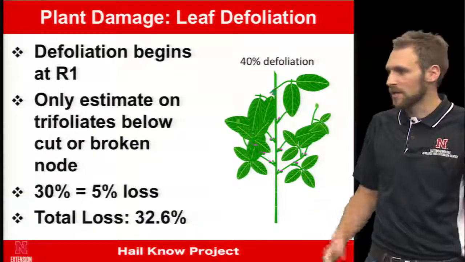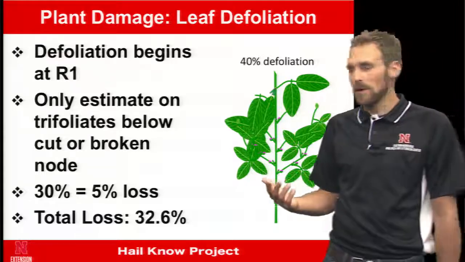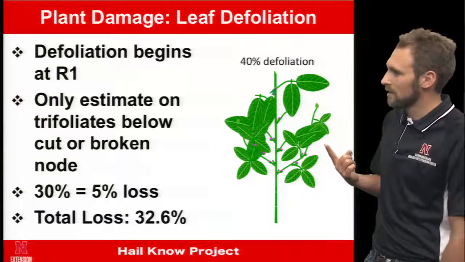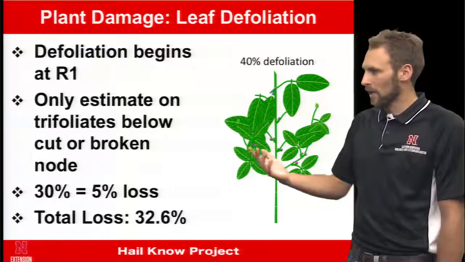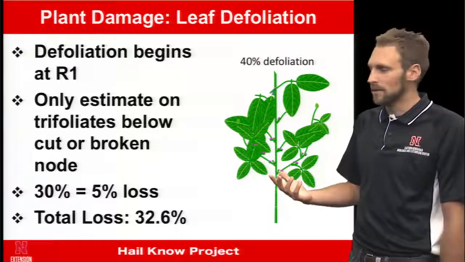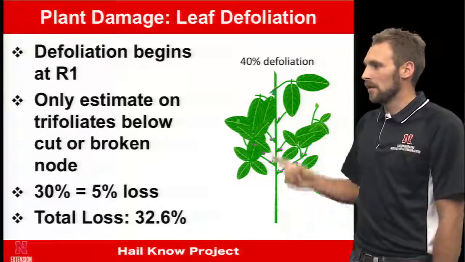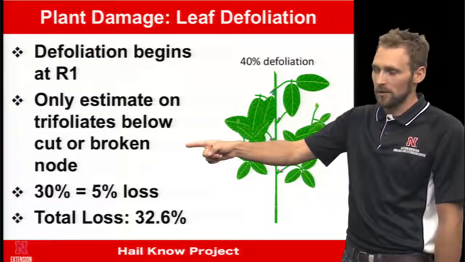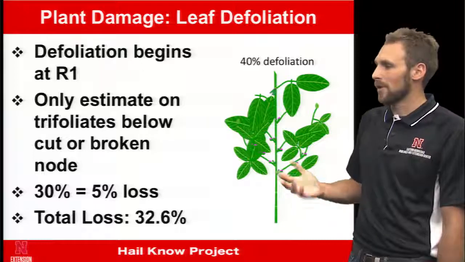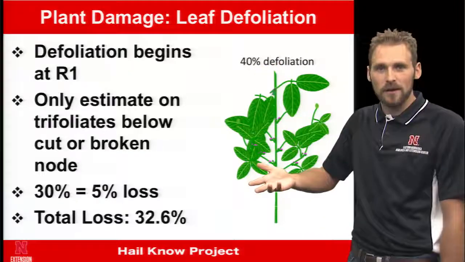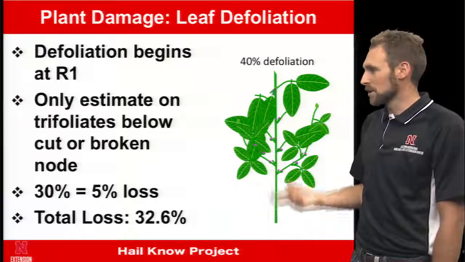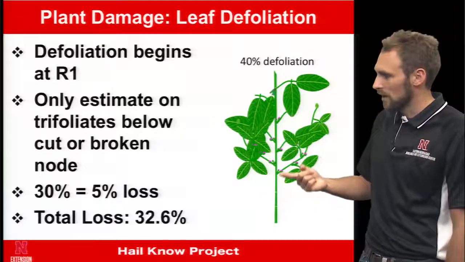Okay, leaf defoliation, as I mentioned earlier, begins at the R1 stage. We've got our plant that just continually gets destroyed throughout this presentation. So before it had all these leaves on it, now we're looking at defoliation. We're really only estimating the trifoliates below the cut or broken point. This is where a lot of people run into trouble with evaluations. They try to include the entire plant, but we've already accounted for that with node cuts. So we're just looking at remaining leaflets that are left here.